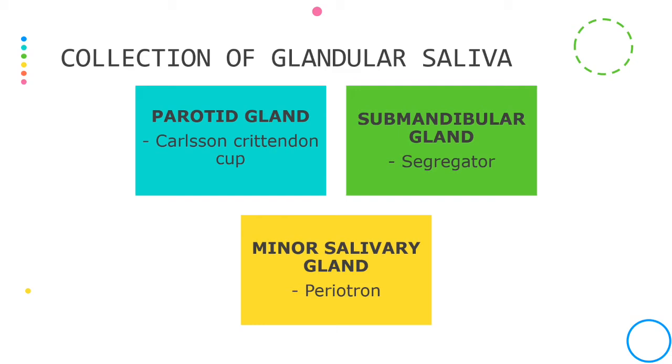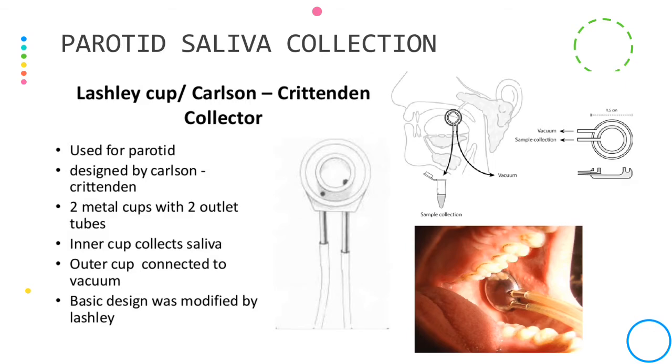Now, moving on to the collection of glandular saliva, which essentially involves parotid gland, submandibular gland, and the minor salivary glands. Firstly, let's take a look at the parotid saliva collection. So the parotid saliva is usually collected using a Lashley cup, or a Carlson-Crittenden collector. As you can see in the picture, the device is located in the buccal vestibule, or more specifically at the opening of the parotid duct.